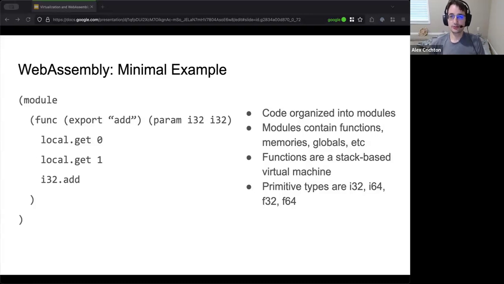But the primitive types you have are not intended for high-level languages. This is just a 32-bit and 64-bit integer and a 32-bit and 64-bit float. There are some others as well nowadays, but for many languages, this is the suite of types. This is very much intended to be a compilation target.